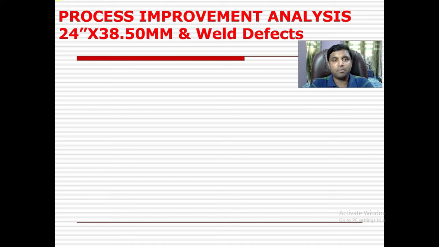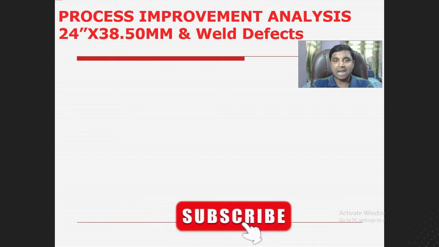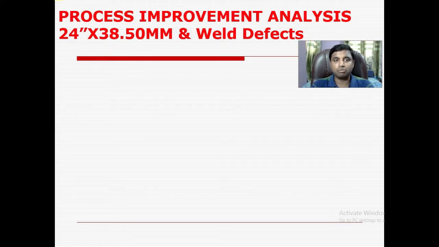Today's topic is very important. This is the process improvement analysis for 24 inch by 38.50 mm pipe and oil defects. So what is this? We will discuss one by one. This is a very important subject.